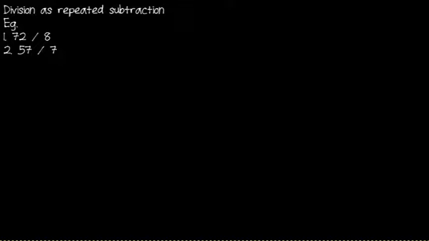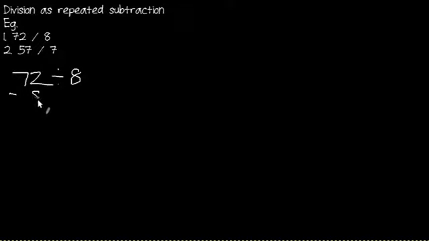Let's look at the examples that I have written here. The first is 72 divided by 8. Let's just see how that works. So I'm going to write that again here, 72 divided by 8. And I said that division was just repeated subtraction, so we just repeatedly subtract.